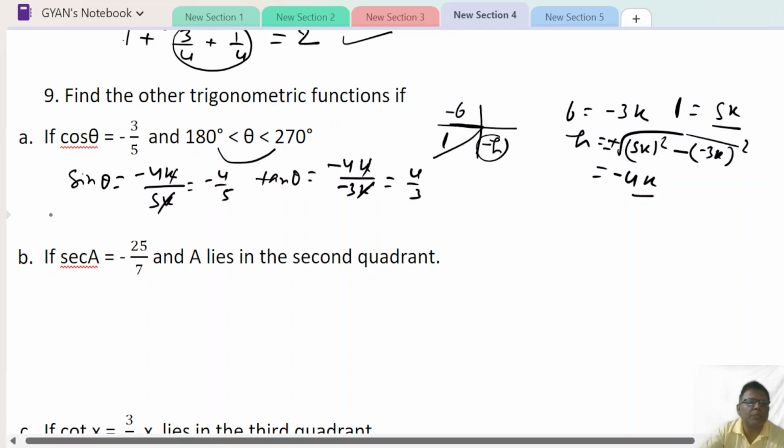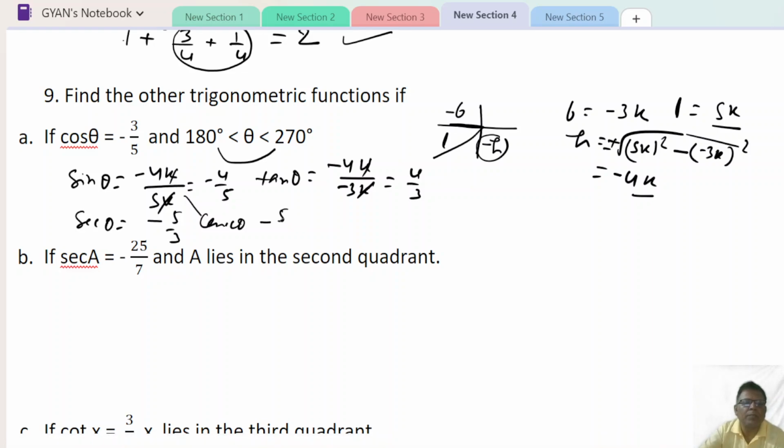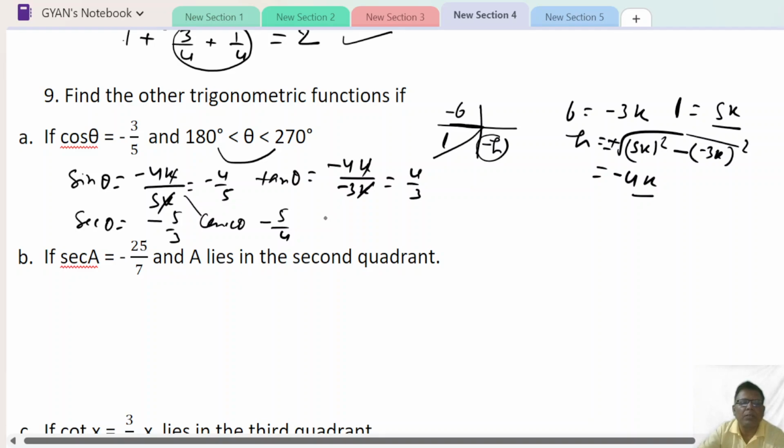Now take reciprocals. Sec theta is the reciprocal of cos theta, so minus 5 by 3. Cosec theta is the reciprocal of sin theta, so minus 5 by 4. Cot theta is the reciprocal of tan theta, so cot theta is equal to 3 by 4. So we found all the values.